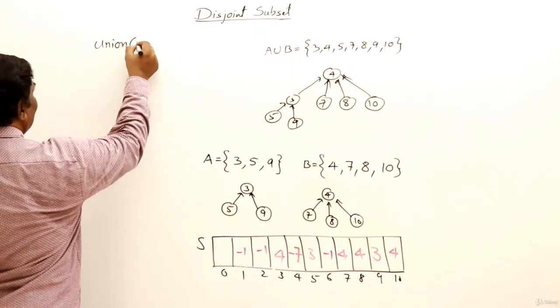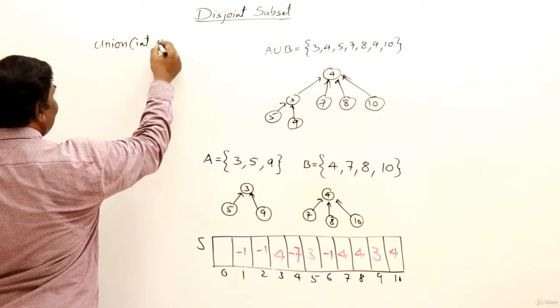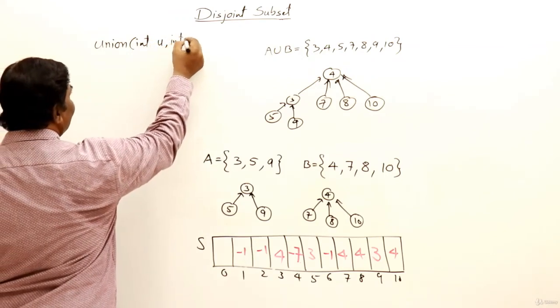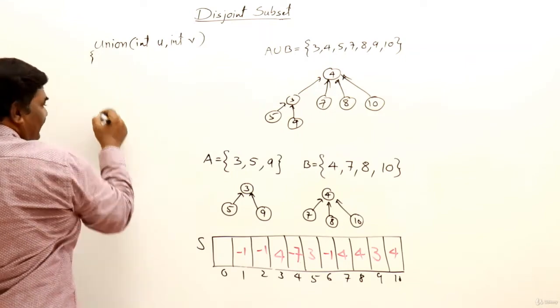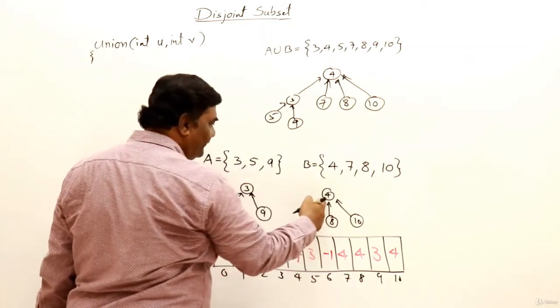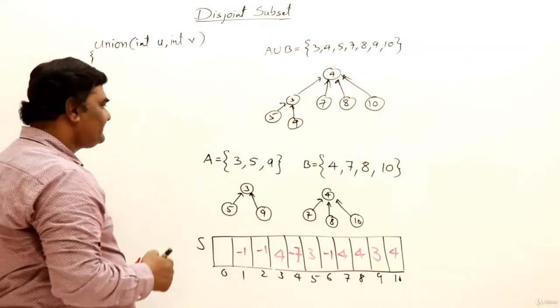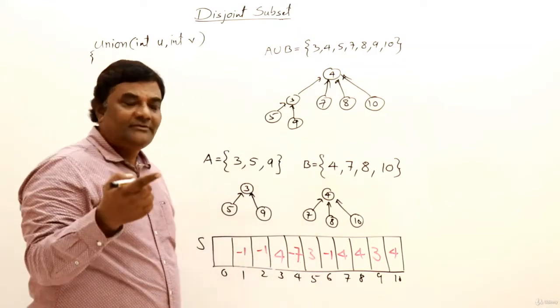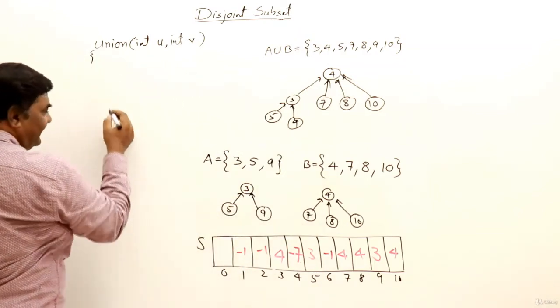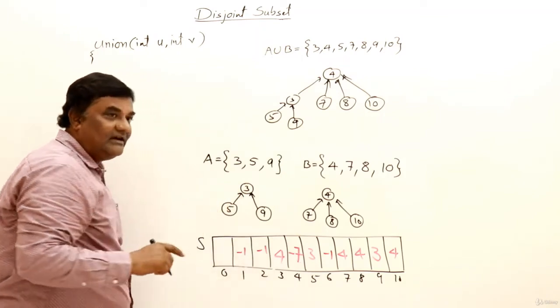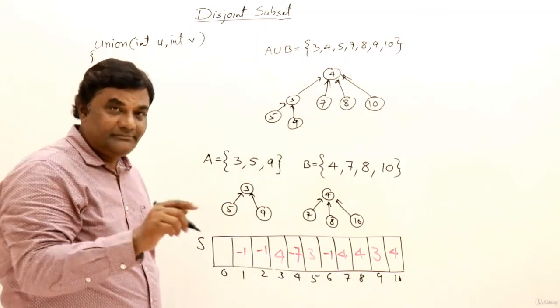Union of the head of a set, let us say U, and the head of a set, that is V. Let us say the head of one set is 3 and the other is 4. Let us say I am performing union on 3 and 4. For performing this, I should check whose value is smaller. Actually it is negative, so I should check for smaller.